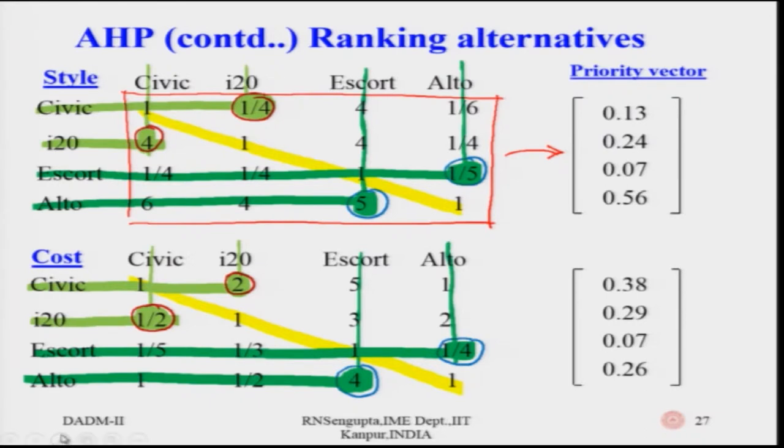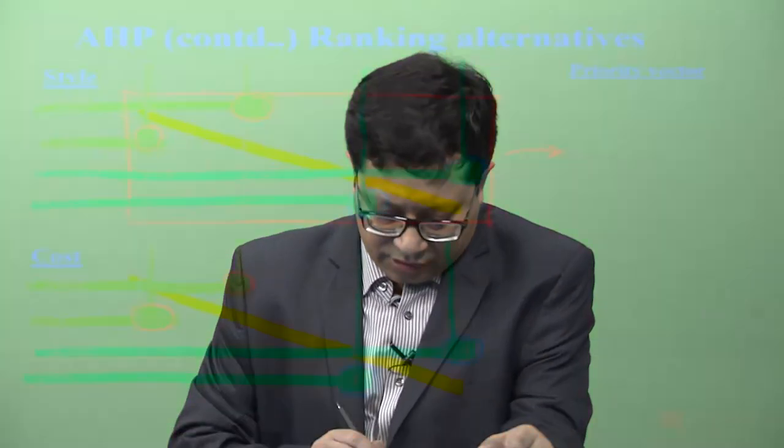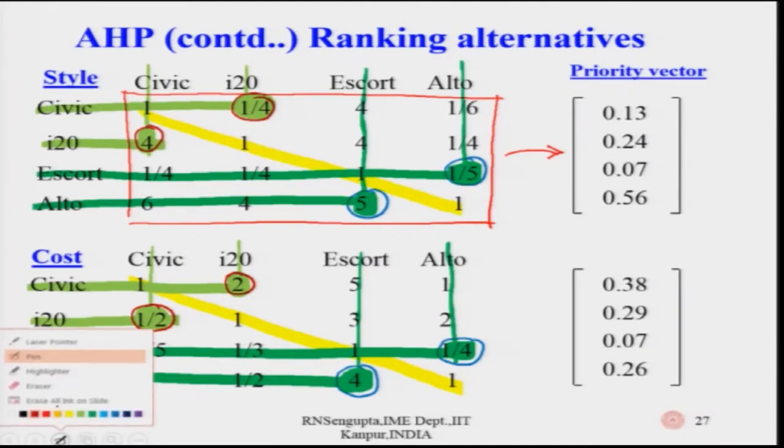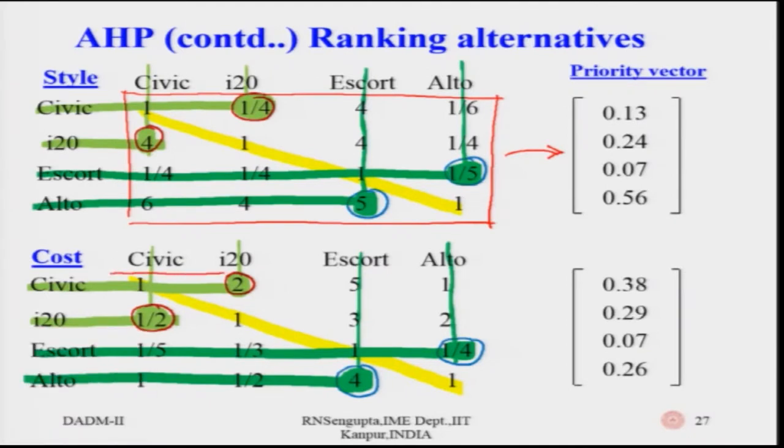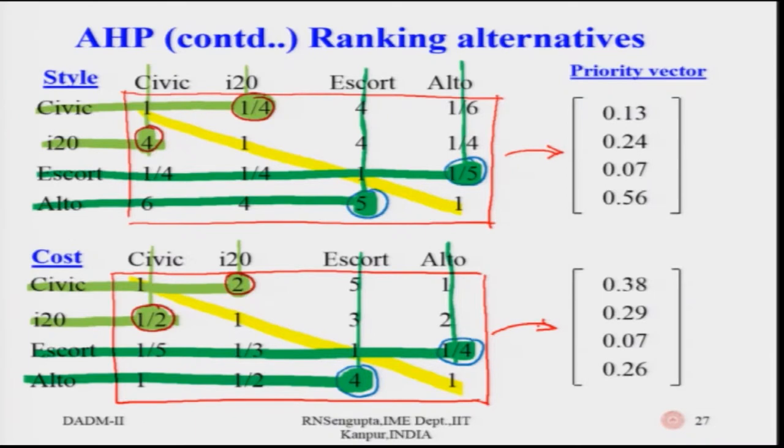And if I do the same thing, normalization across the row or the column, checking the sum should be 1. I am using the same concept of normalization, because this is the same person who is comparing all the four cars on the style front, and on the cost front. So, normalization would be on the respective values in the priority matrix. So, this is the priority matrix for the cost. You divide each cell by the sum of the scores and you get the priority vector. So, here they are 0.38, 0.29, 0.07, 0.26.